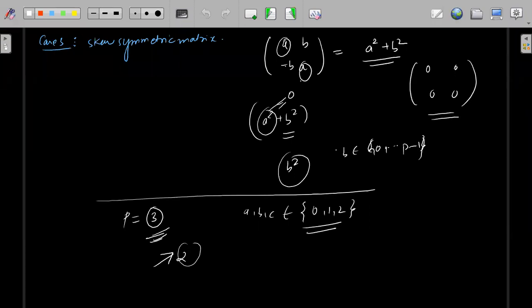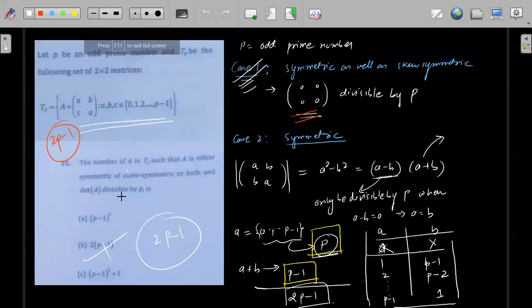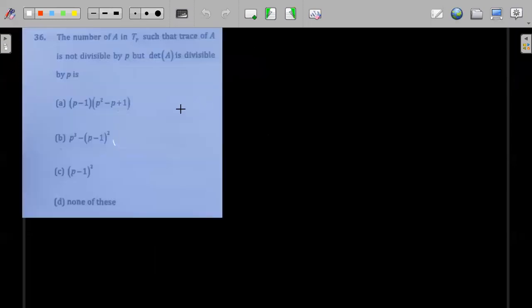Fine. I hope this one is okay. Now the next part of this question was, yeah, so next part was this one. The next part was, let me see. Yes, this was the next part. So just try to solve this one also.